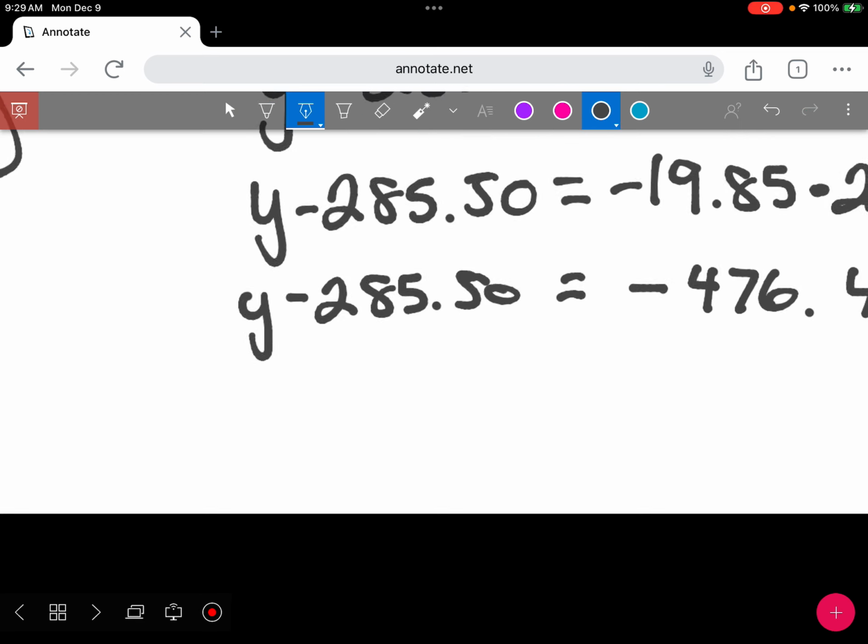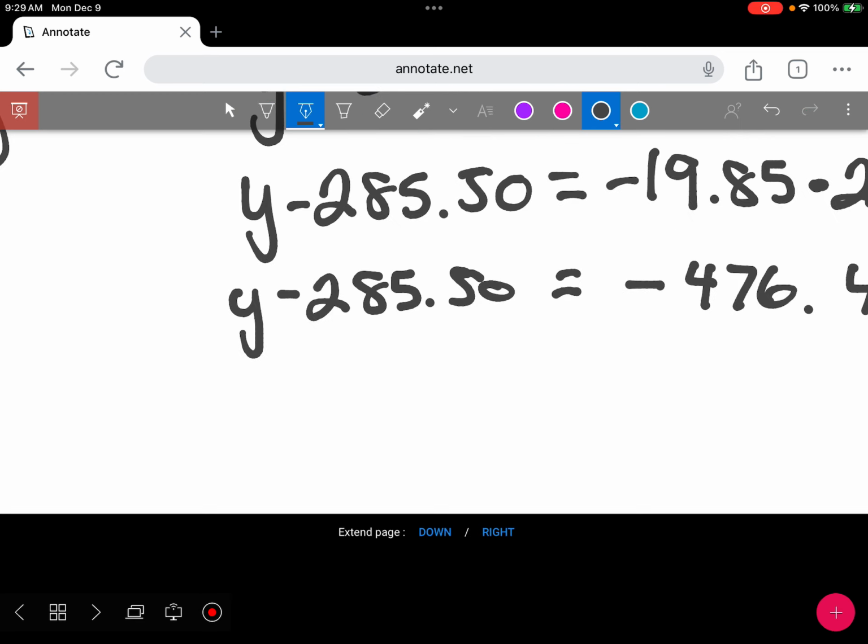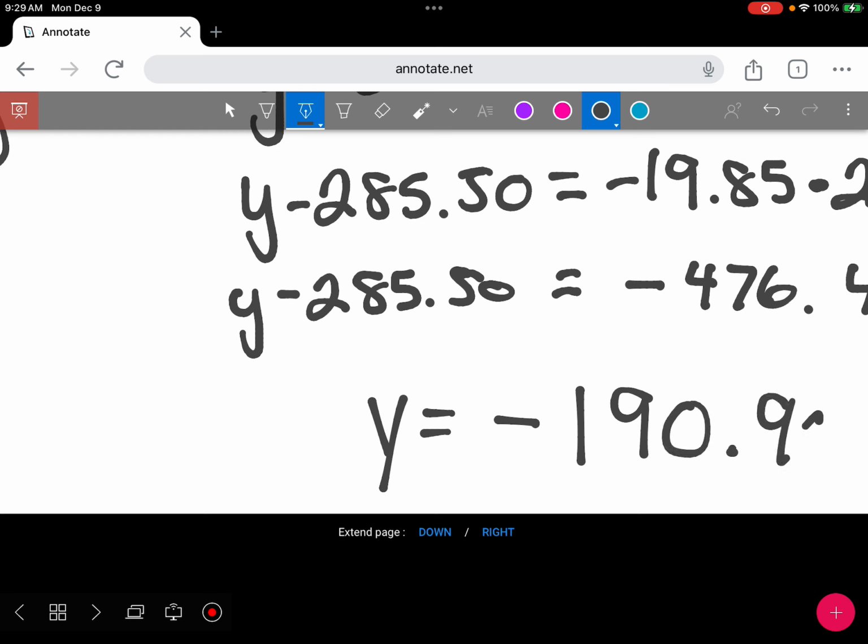So how much is in his bank account when he is done shopping on the 30th? Yeah, he overspent a little bit on his holiday presents, because he has negative $190.90. He's in credit card debt.